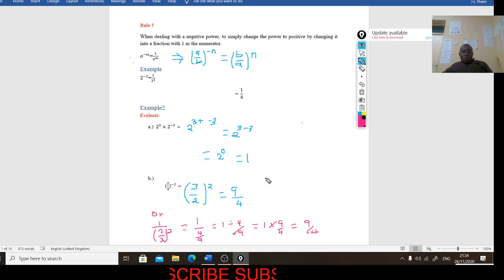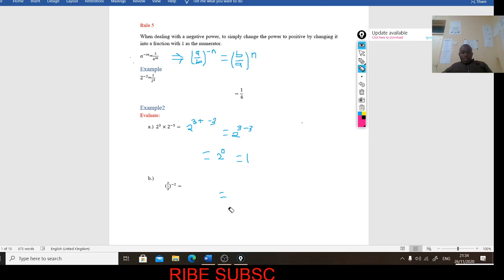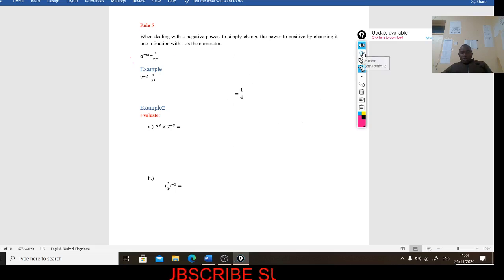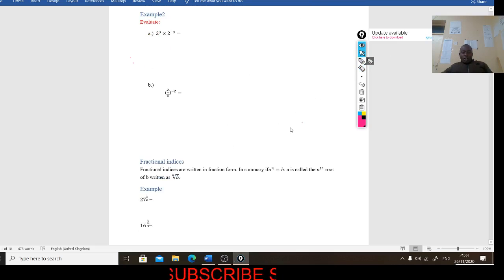Then we continue with another example. Now you understand how to apply those laws. If you understand all of them, then solving questions on indices will be easier for you. So you need to understand all the laws from the first one to the fifth one, as I've given you, before you are able to solve equations.